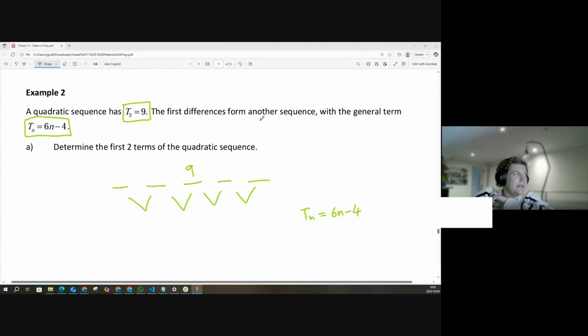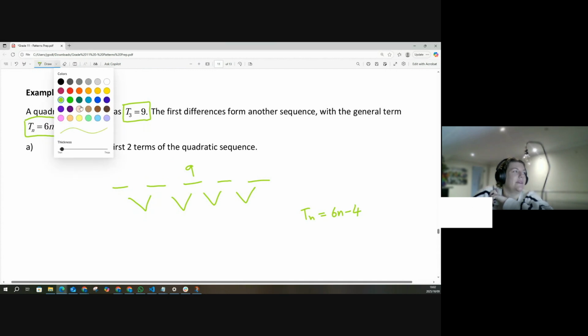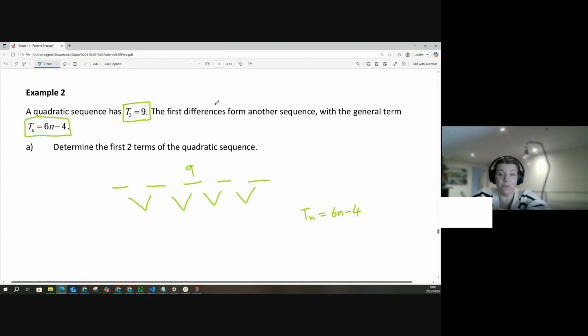Okay, let's talk about this question because it's quite a spicy question. Remember, there's some important things here. The first differences of a quadratic sequence is always a linear sequence. And then our second difference is the one that's equal to each other.